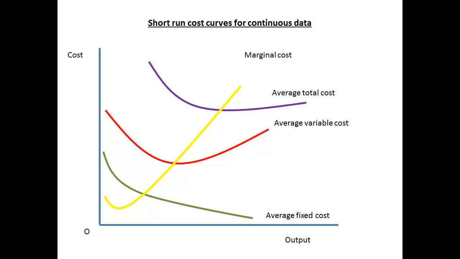So let us put all these graphs together, relating costs to output. You can see straight away the marginal cost line is the one we are going to be interested in since it cuts the other lines. The marginal cost line will intersect the average variable cost and the average total cost lines at their minimum points.